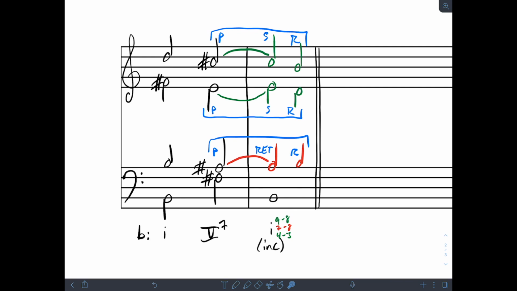Listen to it again and listen to how I really make a big deal out of emphasizing those dissonances that arrive on the final downbeat. So those are our delayed resolutions, our suspensions and retardations.